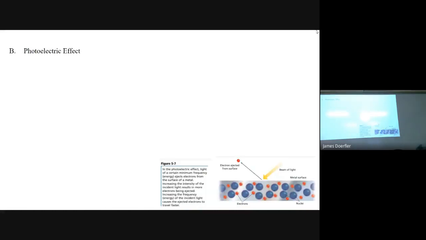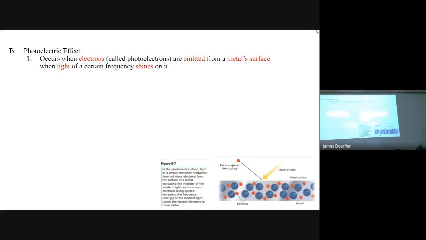Now, before we apply Planck's constant and Planck's formula for quantum, let's talk about that photoelectric effect. The photoelectric effect is when electrons, which we call photoelectrons, are emitted from a metal surface when light of a certain frequency shines on it.